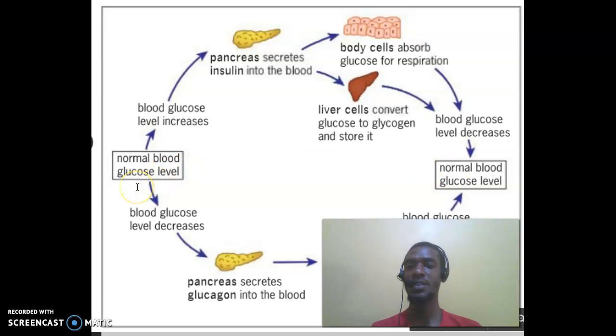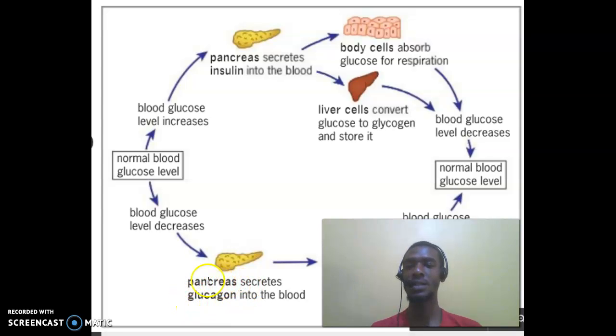The opposite of this is when there is too little blood glucose. So for example, you have not eaten in a long while and your body has used up most of the glucose in your bloodstream. This is what happens. So the pancreas now secretes another hormone that works in opposition to insulin, or it is the opposite. It does the opposite of what insulin would do, and that hormone is called glucagon.